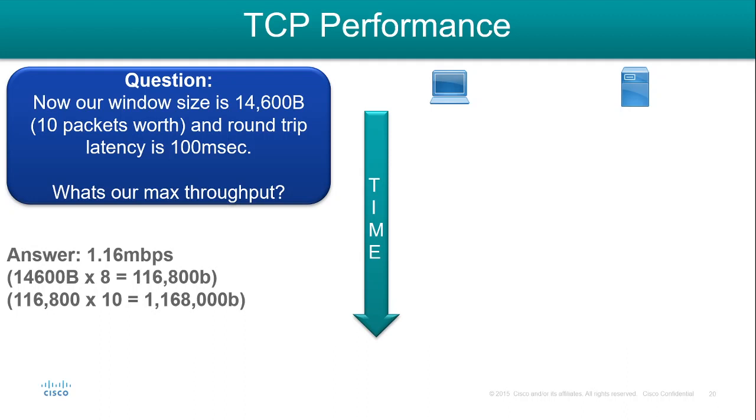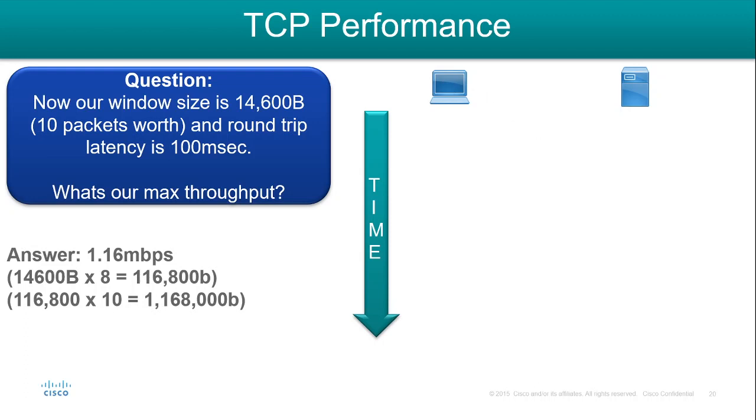And I get that number simply by taking my payload data of 14,600 bytes, multiplying it by 8 to get 116,800 bits, and because my round trip time is 100 milliseconds, that means I can get 10 round trips in a full second. So I'll take this window size payload, multiply it by 10, and that's where I get 1.1 megabits.